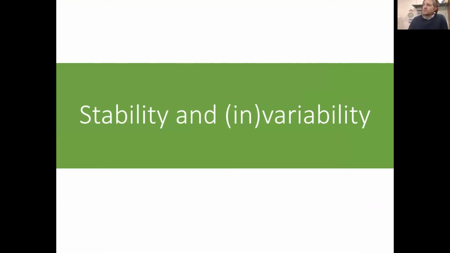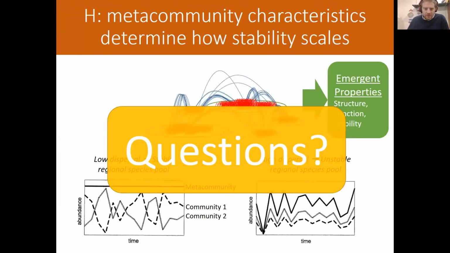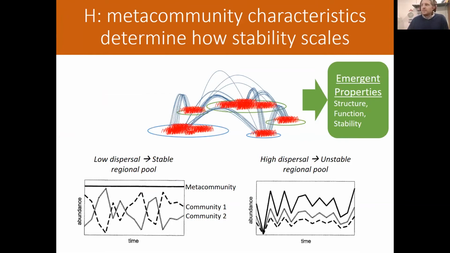Okay, so the question is, what defines a high or low dispersal metacommunity? And so that's a good question. There's a couple different ways to address dispersal with metacommunities. So I'll go back to my little diagram of metacommunities here.